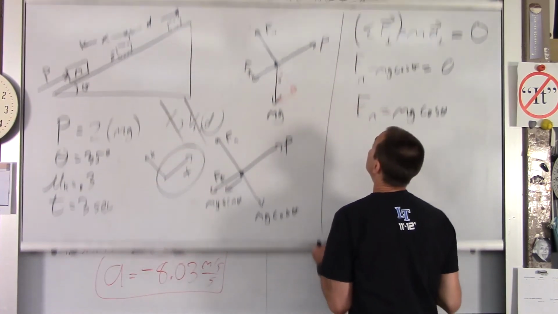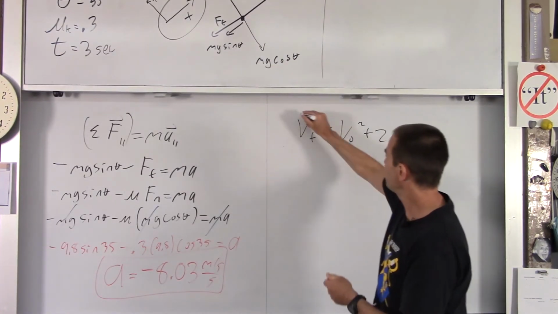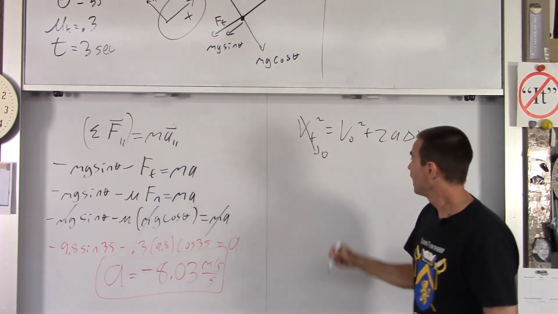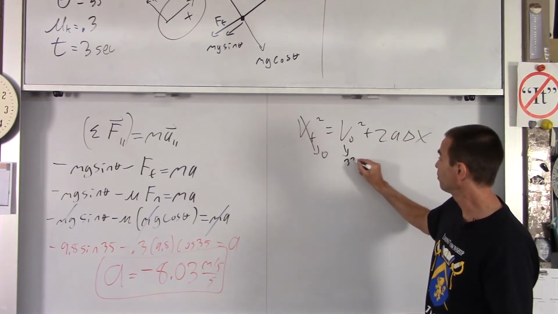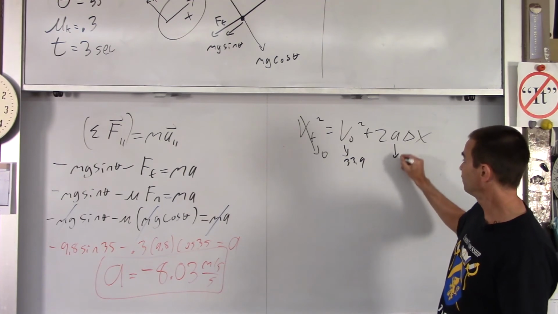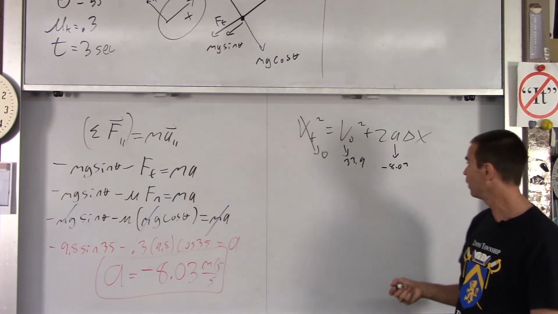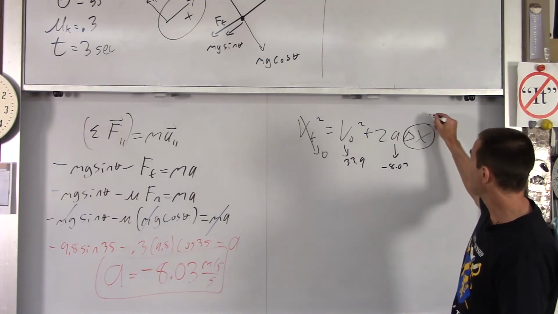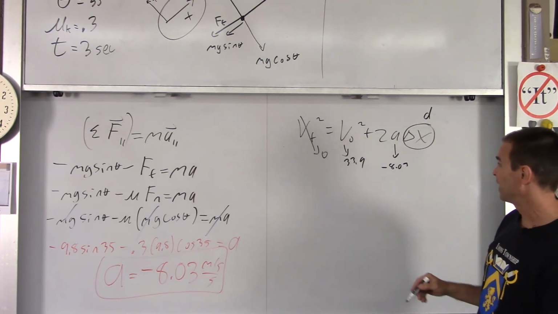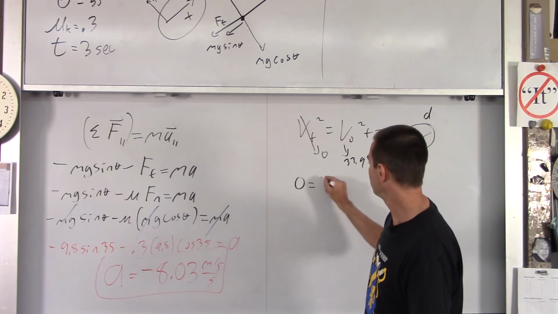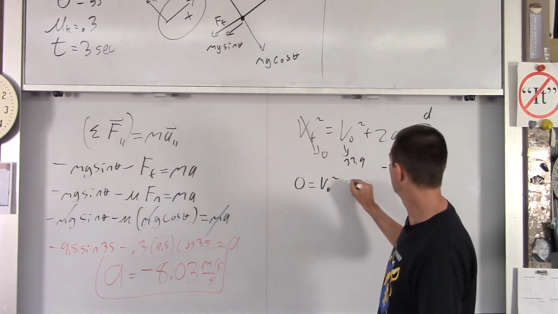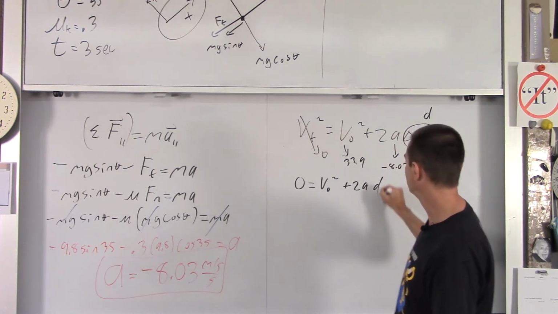Okay. So I know this is 0. I know this is 33.9. I know this is negative 8.03. I can find delta x. Now, real quick, delta x, that's our d in that picture. So I'm going to put that in. So I've got 0 equals V naught squared plus 2a times d.